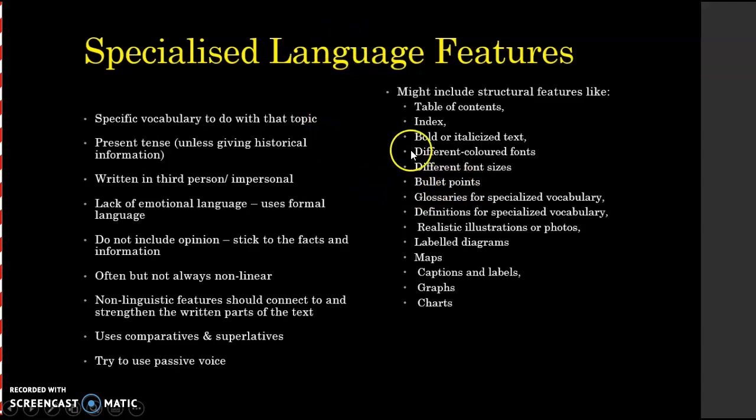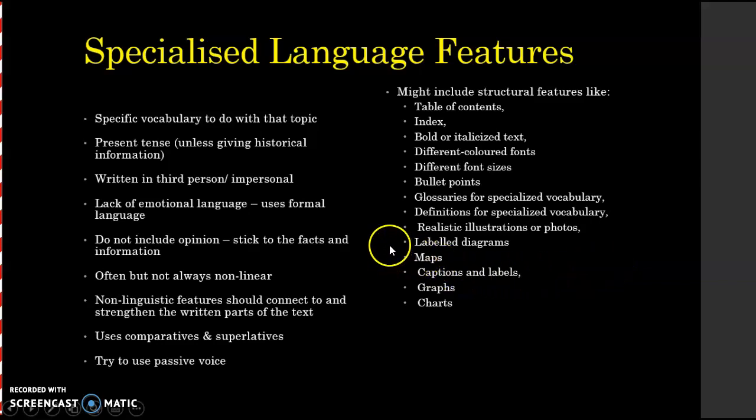Bullet points, it might have bullet points. So these are bullet points down here. There's different ways you can do that, with numbers and little arrows and things like that. It might have a glossary for the specialized vocabulary that you're using, or it could give definitions of any specialized vocabulary.